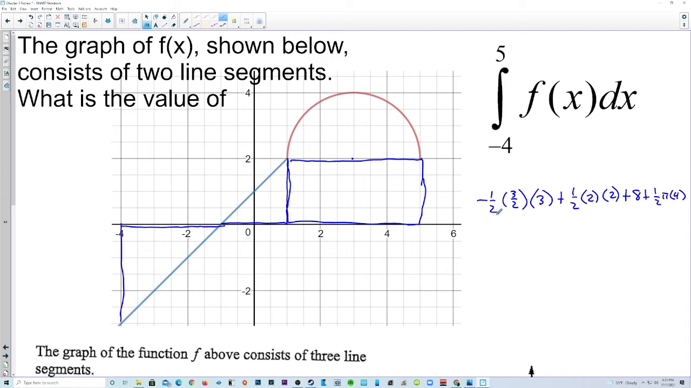I think we got it. Negative 9/4. Half of 4 is 2, so let's just go plus 2 for now. Plus 2 pi. So negative 9/4 plus 8/4 is negative 1/4 plus 2 pi. That's pi. I got it. There we go.